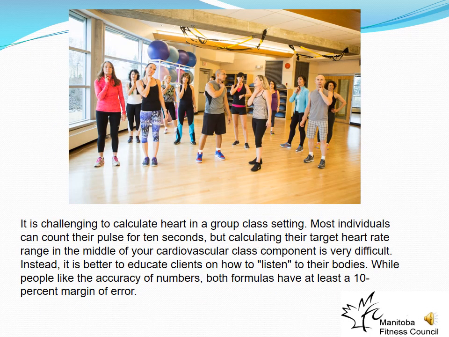So I'm going to differ a little bit about this. Here they're saying it's challenging to calculate heart rate in a group class setting. Although it's easy to check pulse, to do the calculations are hard. That said, I will concur that if I went to an exercise class and in the middle of the class I had the individuals calculate what their target heart rate should be, that wouldn't work at all. However, if an individual goes into an exercise class already knowing what their target heart rate zone is, they could quickly do a 10-second count to confirm that they're in the range that they want to be.